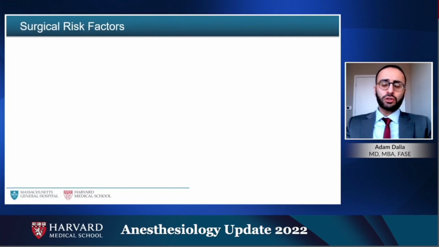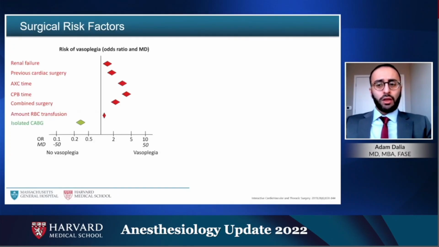What are some more surgical related risk factors? Well, there's been a meta-analysis performed that included over 30,000 cardiac surgical patients to assess for the risks of vasoplegia, and they identified several different factors. Now, specific to cardiac surgery, having an increased aortic cross-clamp time, an increased cardiopulmonary bypass time, as well as a combination surgery, so a CABG valve, all of those have increased the risk and odds ratio of having vasoplegia. And then one that they also found was renal failure and blood transfusions.